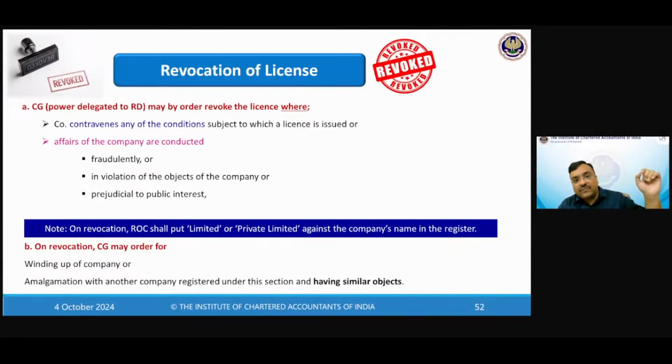So in what situation central government may revoke? If company contravenes the conditions subject to which license is given or working fraudulently in violation of object of company or against the public interest. ठीक है? And on revocation, the central government may order for winding up or for amalgamation with the other company having similar objects. Right?